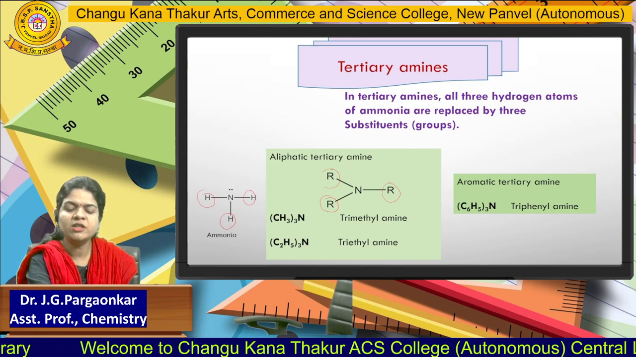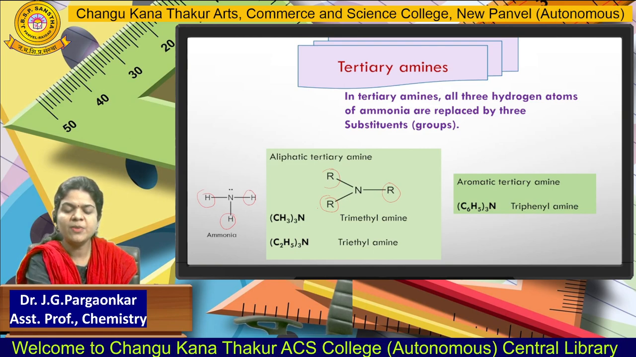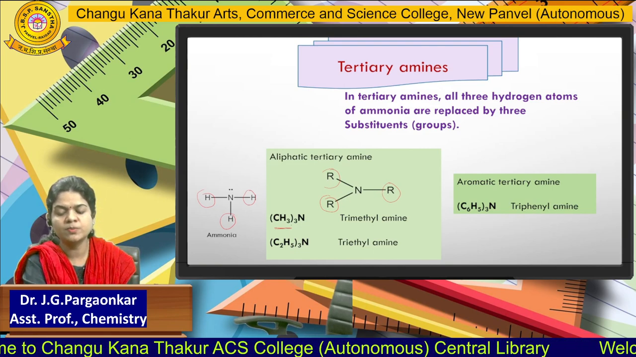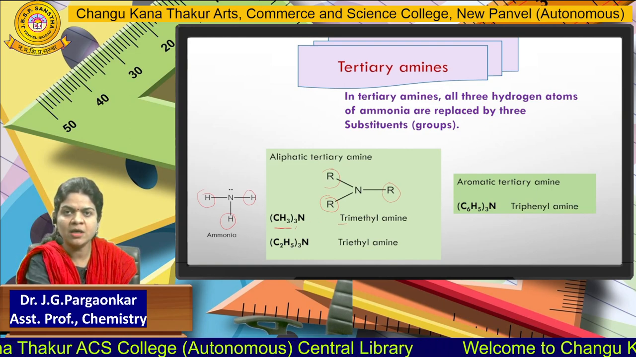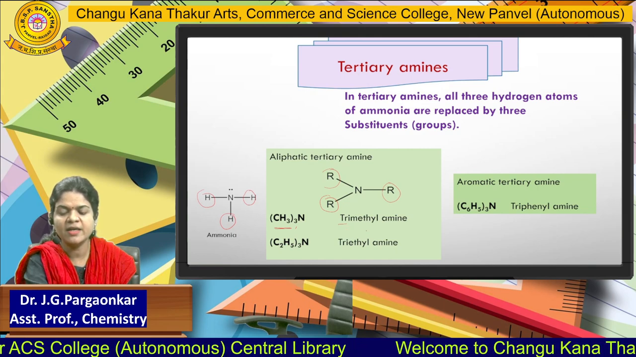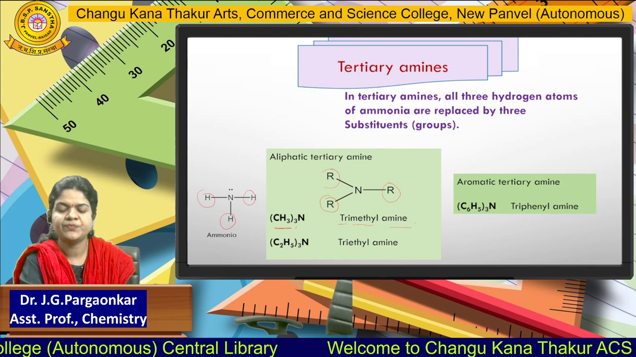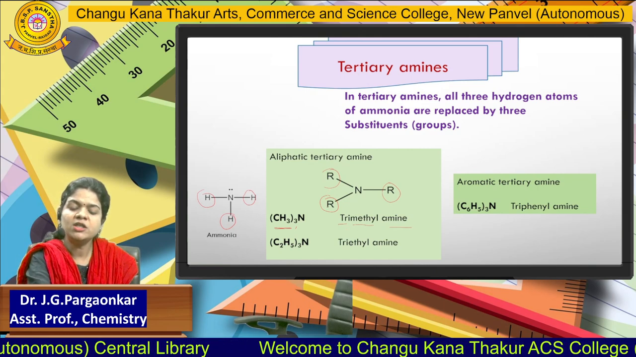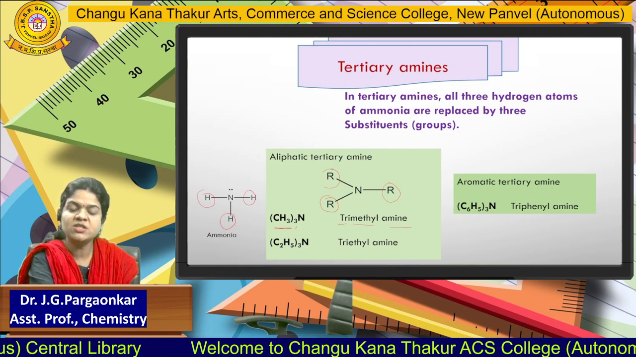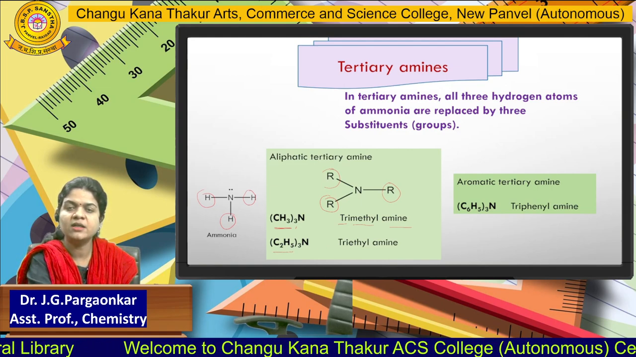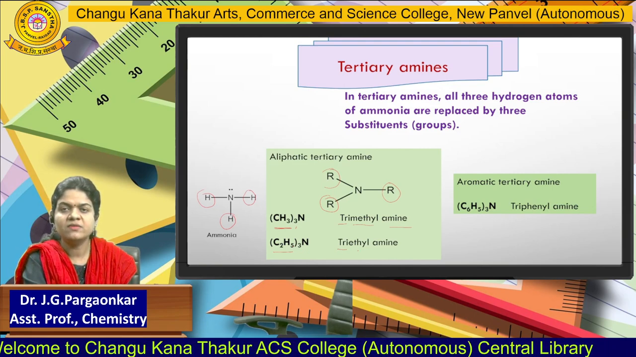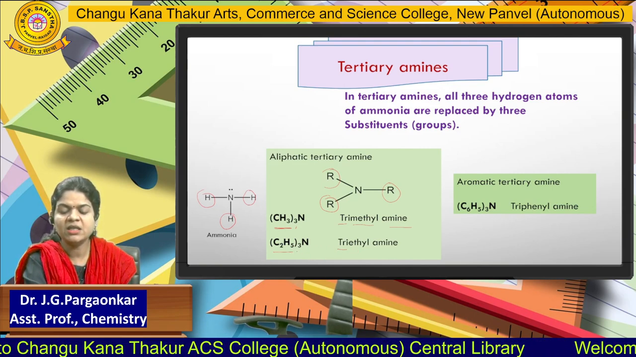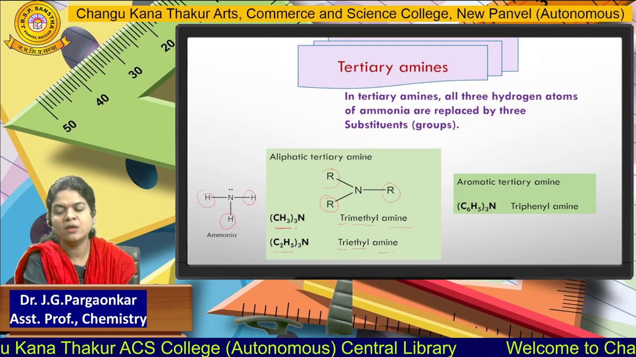If all the three hydrogen atoms are replaced by methyl groups, then the name will have tri as the prefix because three methyl groups are there. So that's why it is trimethylamine. Now, if all the three hydrogen atoms are replaced by ethyl groups, then the name will have tri because of three ethyl groups, that's why triethylamine.